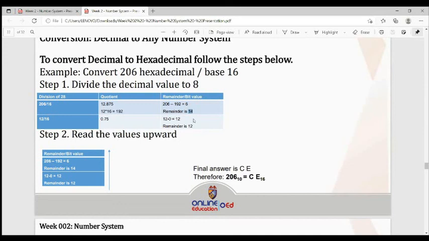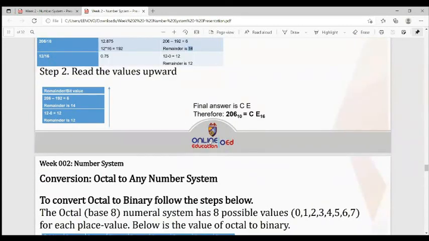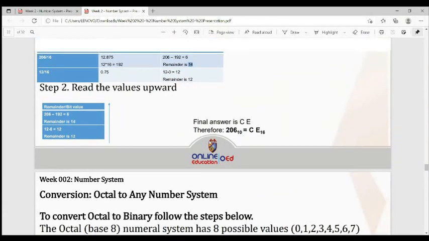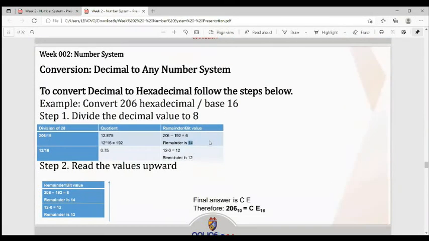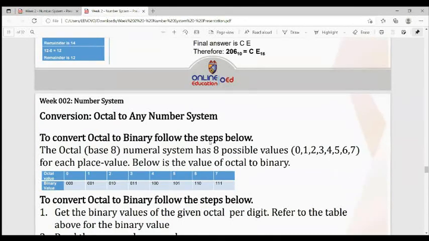So hindi tayo pwedeng gumamit ng 14 and 12 dito kasi pag 14 and 12 yan, parang decimal lang siya na ordinary. So, para ma-emphasize yung hexadecimal digit natin, we are using C for 12 and E for 14. Okay, so that's how we convert a decimal to hexadecimal.